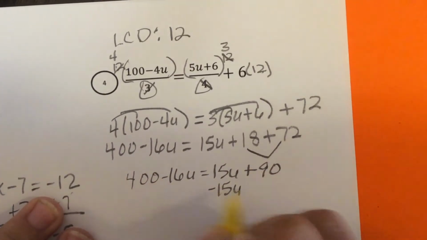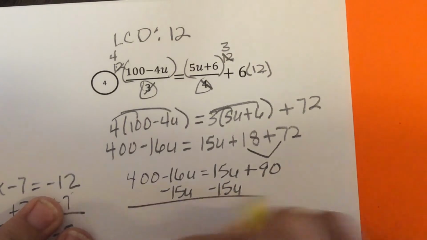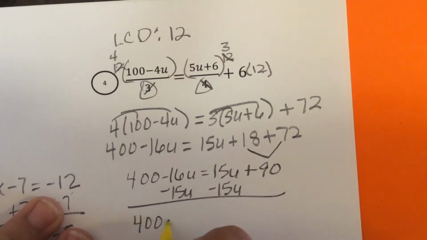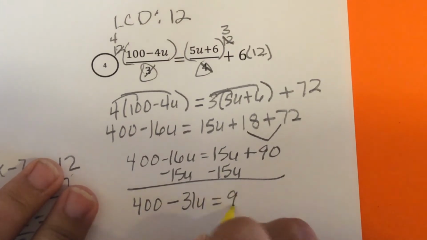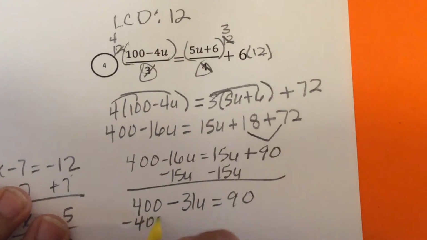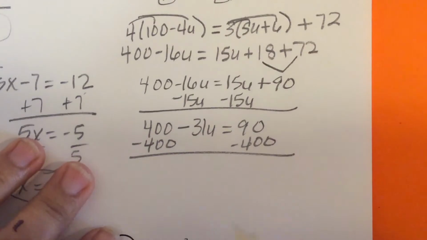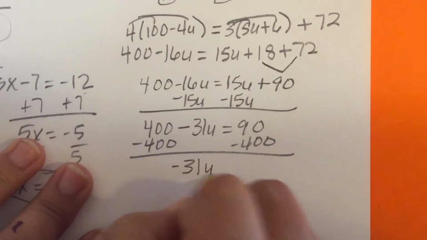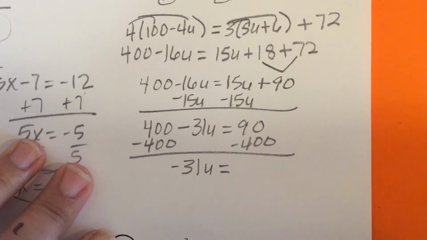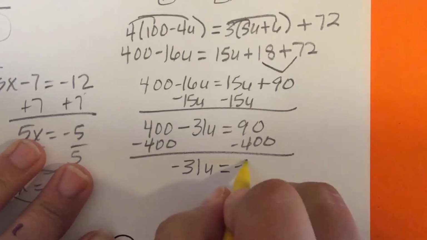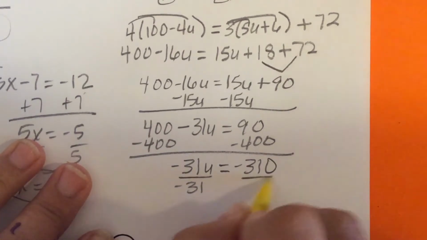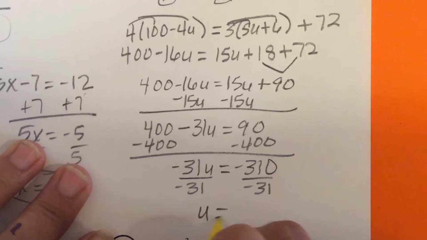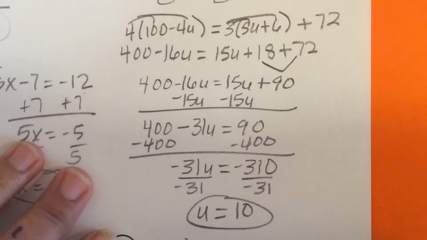Subtract the 15u. And so I'm going to have 400 minus 31u is equal to 90. Subtract the 400. Okay. So now we have negative 31u. 90 minus 400 is negative 310. And now you divide by negative 31. And so u is positive 10. So that's my final answer there.